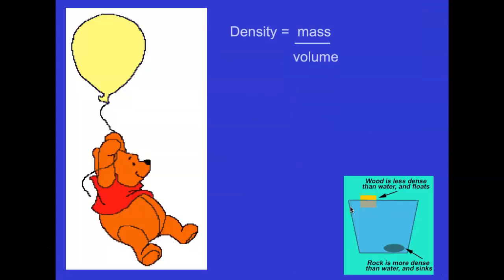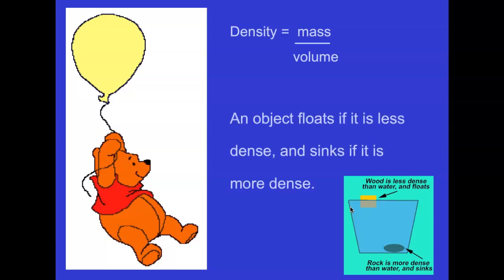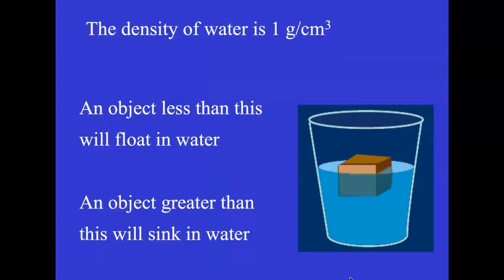Let's talk about density. So density equals mass divided by volume. D equals M over V. So the density of water is 1 gram per centimeter cubed. So if you are looking at this diagram here at the bottom, an object that will float in water is going to be less dense than water. An object that will sink in water is going to be more dense than the water.